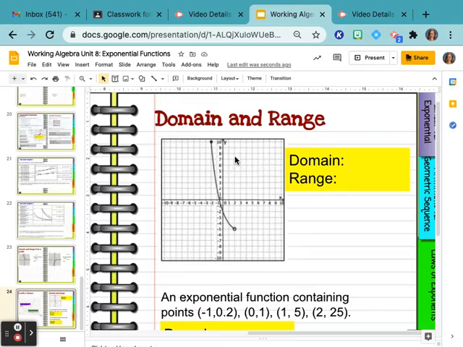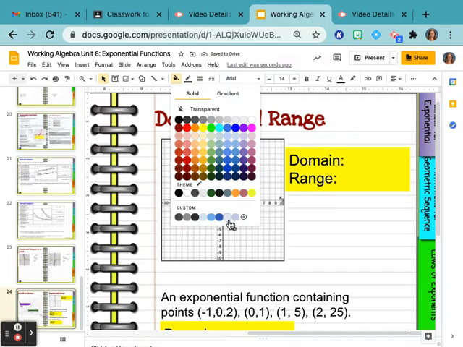So our domain is our x's. So let's look at our x-axis. How far left does the function go? Oh, -2. I'm going to put a little circle there. It goes to -2. And I'm going to make it transparent.